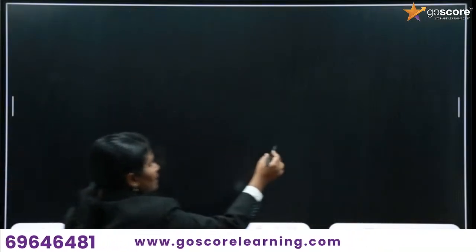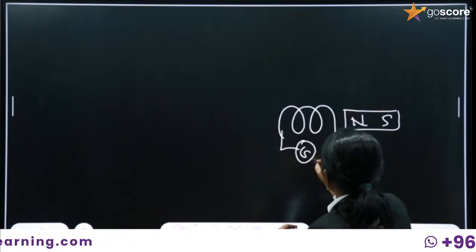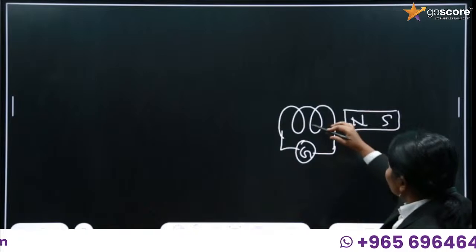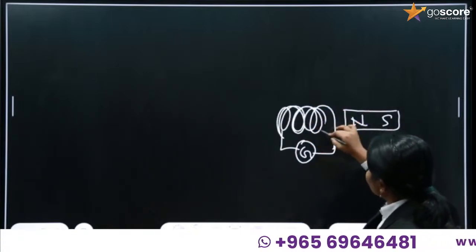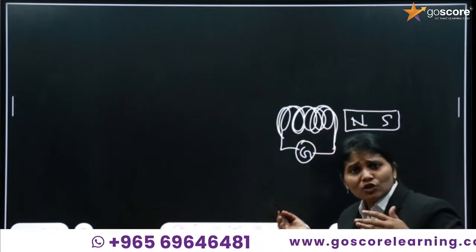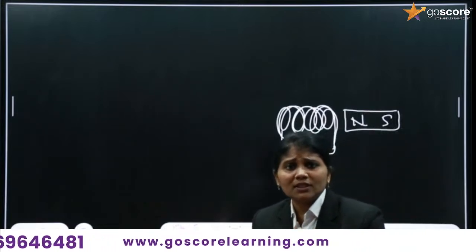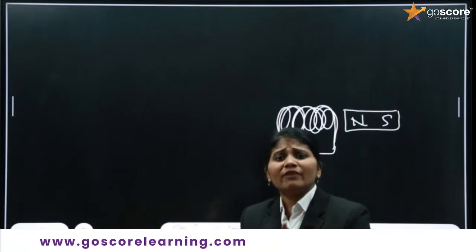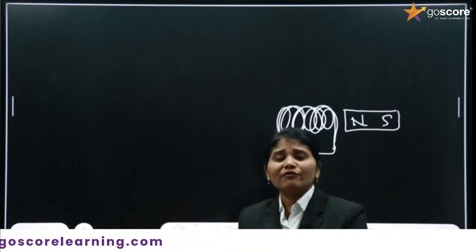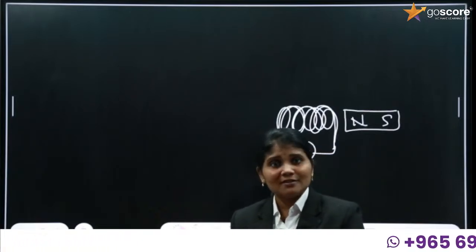d phi by dt. Now here, I am taking one magnet near the current carrying coil, which is connected to the galvanometer. Here the number of turns will be increased, so the flux cutting the coil also increases. When the number of turns increases, the cutting of flux, the change in flux, is increasing. With respect to the change in flux, EMF also increases. It means EMF depends upon the number of turns of the coil.